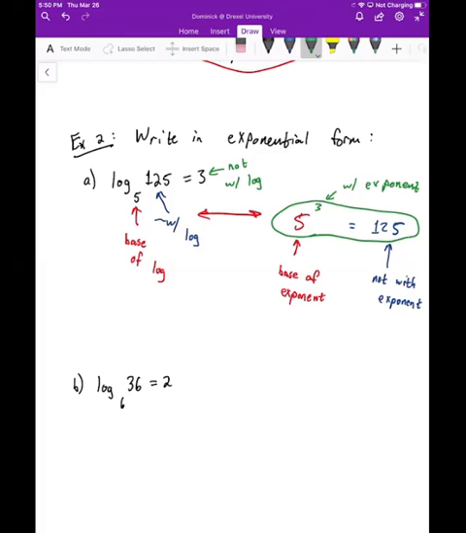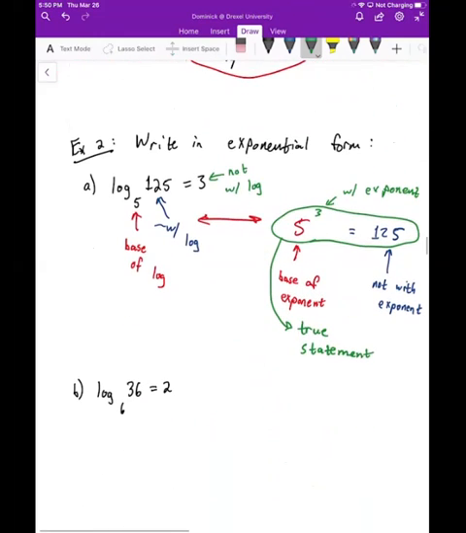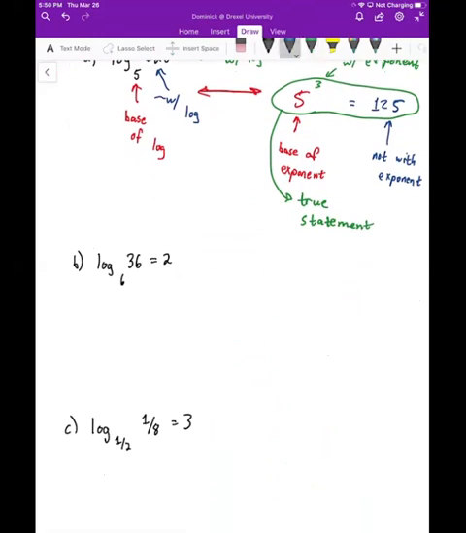Now, I usually think it's easier for students to go in this direction because at the end, you should have a sentence that makes sense, right? This is a true statement because if you take 5 and you raise it to the 3rd power, you do get 125. So if you get a true statement, you know that you did it right. And if you mix these things around, then you wouldn't have a true statement. That means you have to go back and check something. Whereas in going the other direction, we're not as familiar with logs, so I think that's usually easier to mess up. All right, but let's do another one of these.